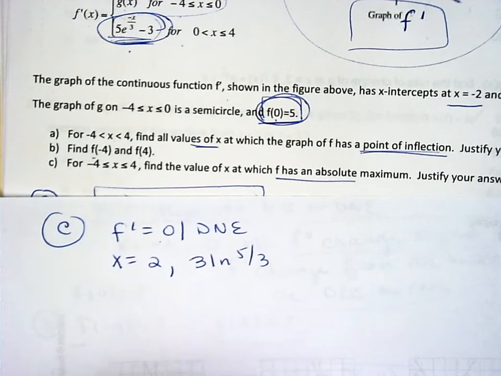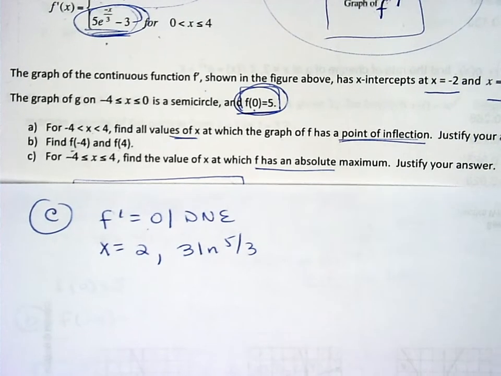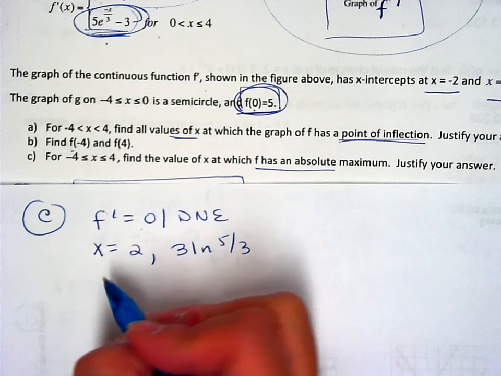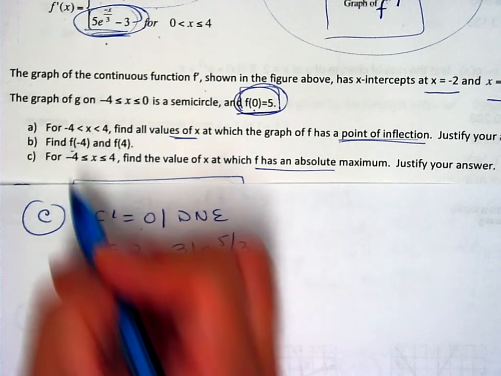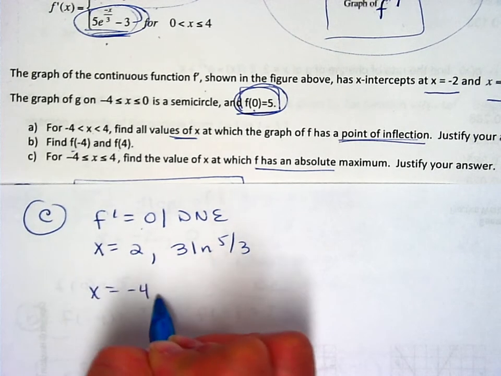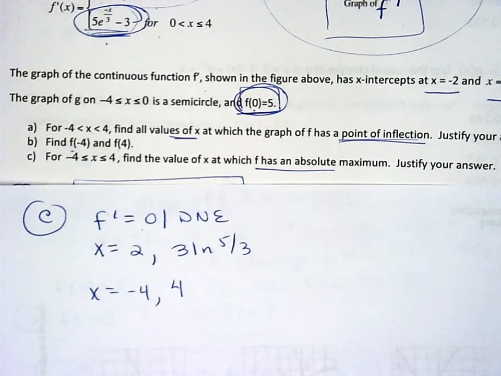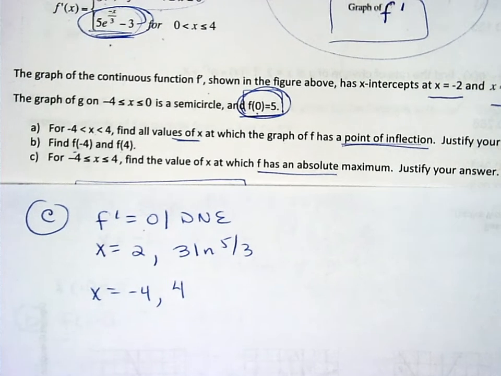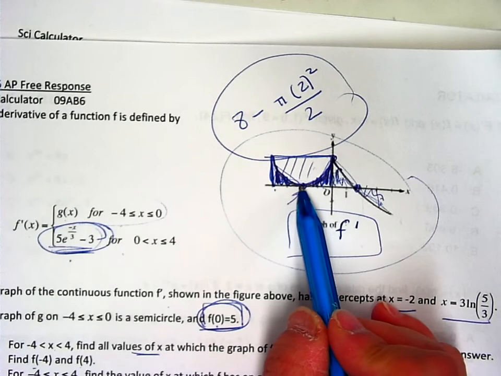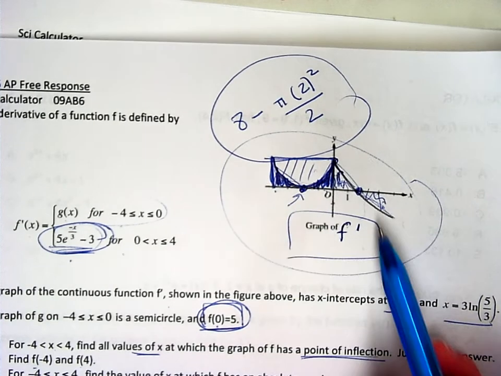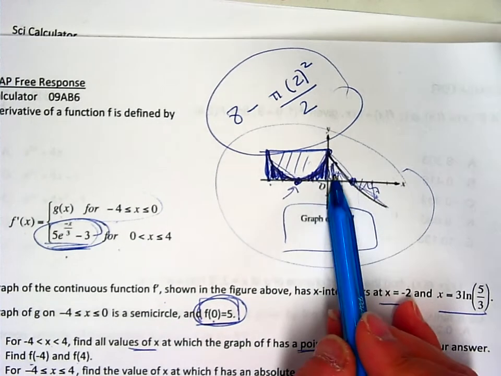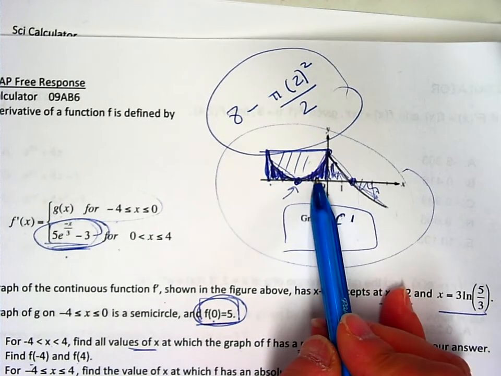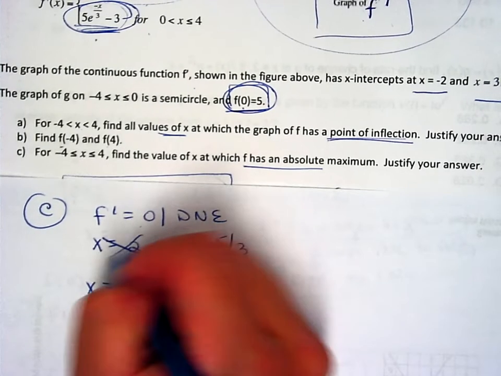Now, typically for absolute maxes, we also check endpoints. Okay, so x equals negative 4 is a possibility. x equals 4 is a possibility. Now, let's check all our possibilities here. I can rule out x equals 2 right away because in order for me to have a max, there has to be a sign change in f prime. There's no sign change at 2. So that can't be a max to begin with.